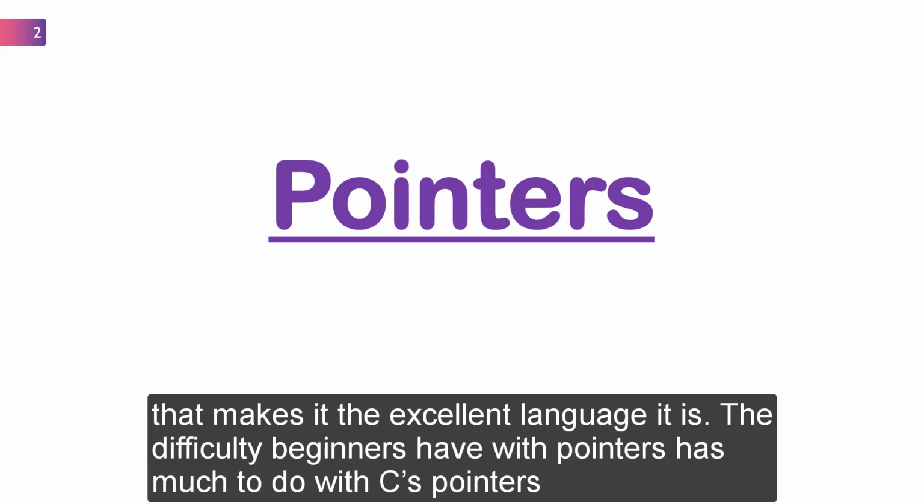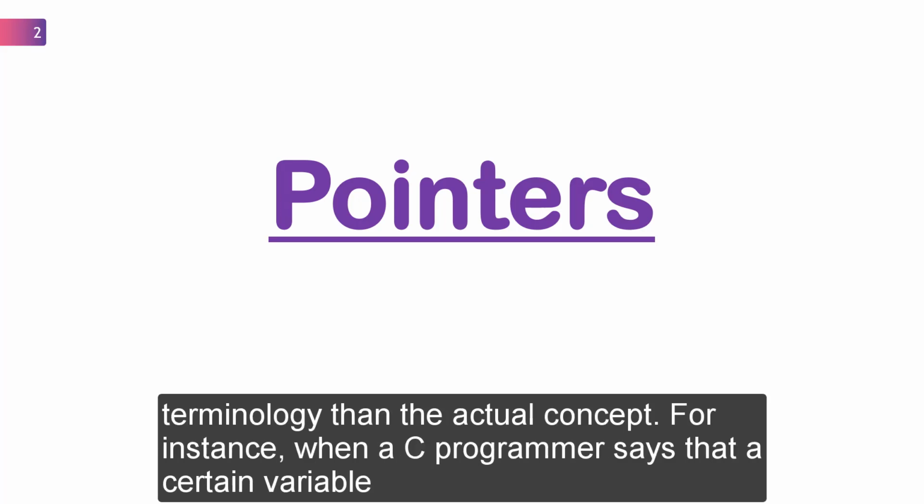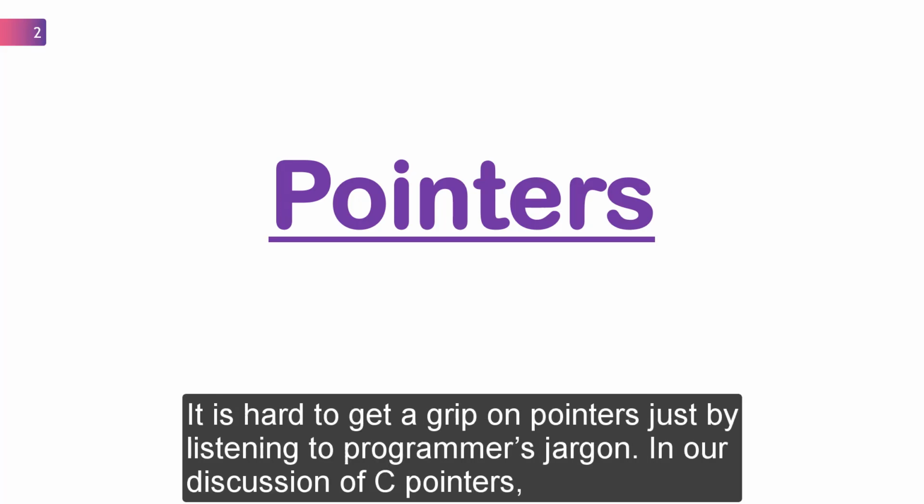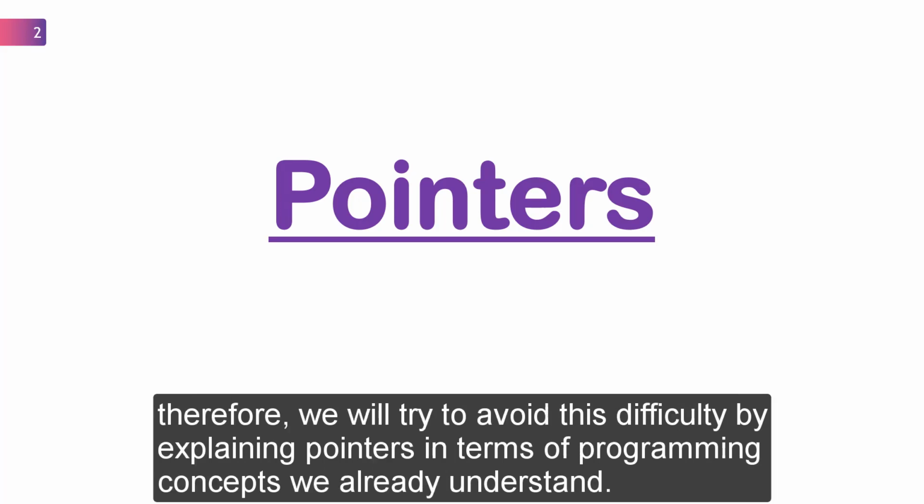The difficulty beginners have with pointers has much to do with C's pointer terminology rather than the actual concept itself. For instance, when a C programmer says that a certain variable is a pointer, what does that even mean? It is hard to see how a variable can point to something or in a certain direction. It is hard to get a grip on pointers just by listening to a programmer's jargon. In our discussion of C pointers, therefore, we will try to avoid this difficulty by explaining pointers in terms of programming concepts we already understand.